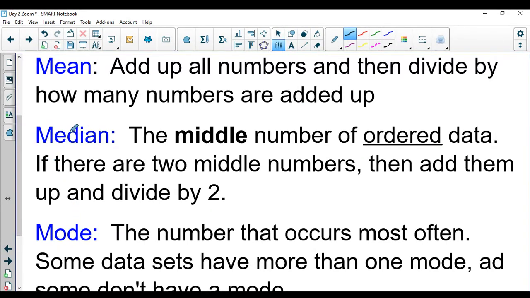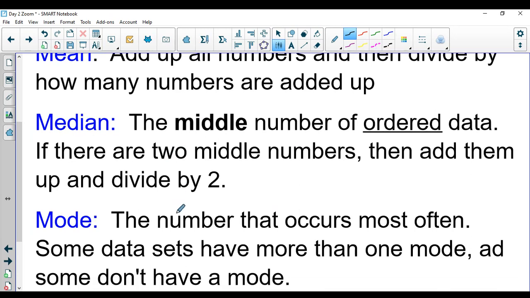All right, the median is the middle number in a set of ordered data. So you have to put your numbers in order and then find the middle number. If there are two middle numbers, then we add them up and divide by 2. All right, and the mode is the number that occurs most often. Some data sets have more than one mode and some don't have a mode.